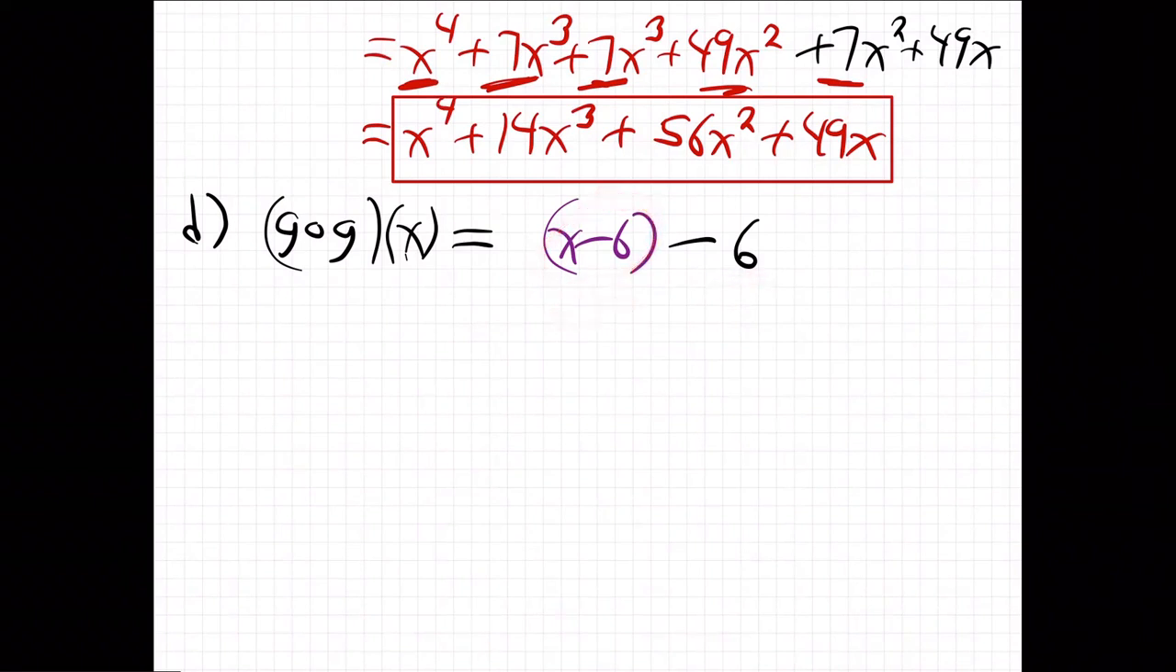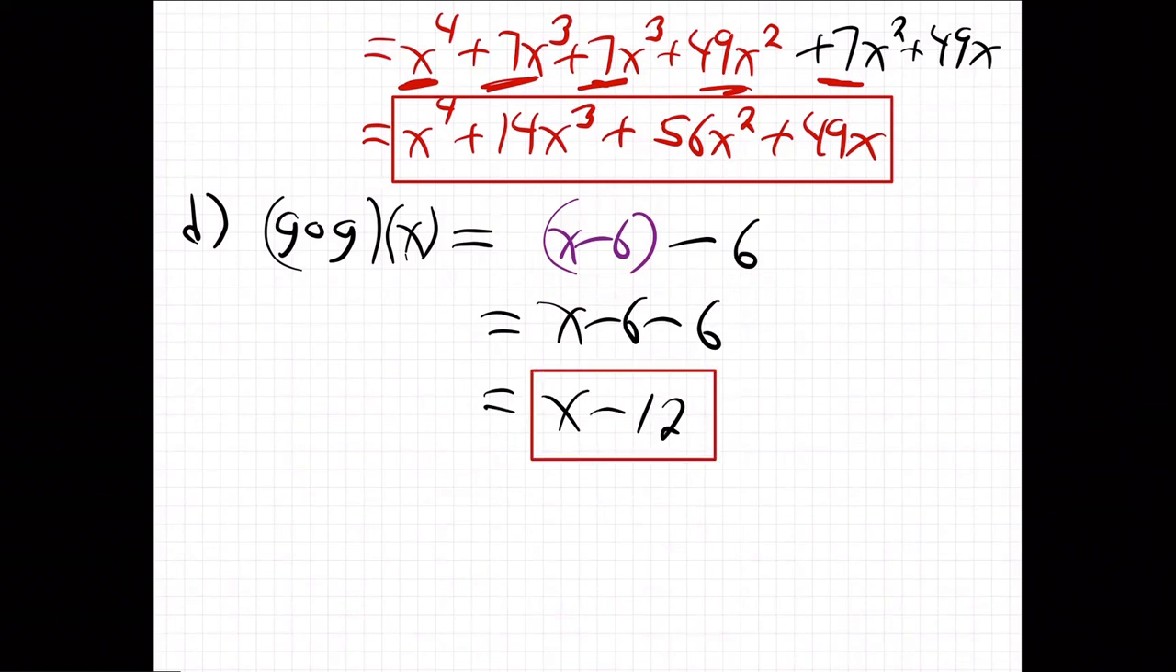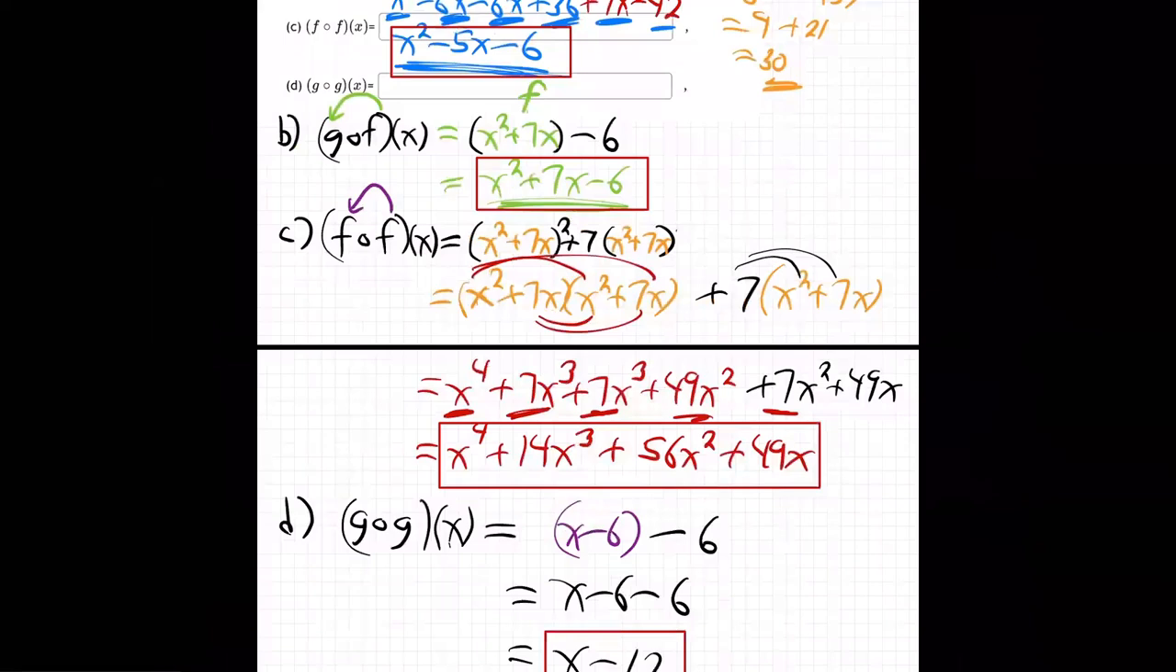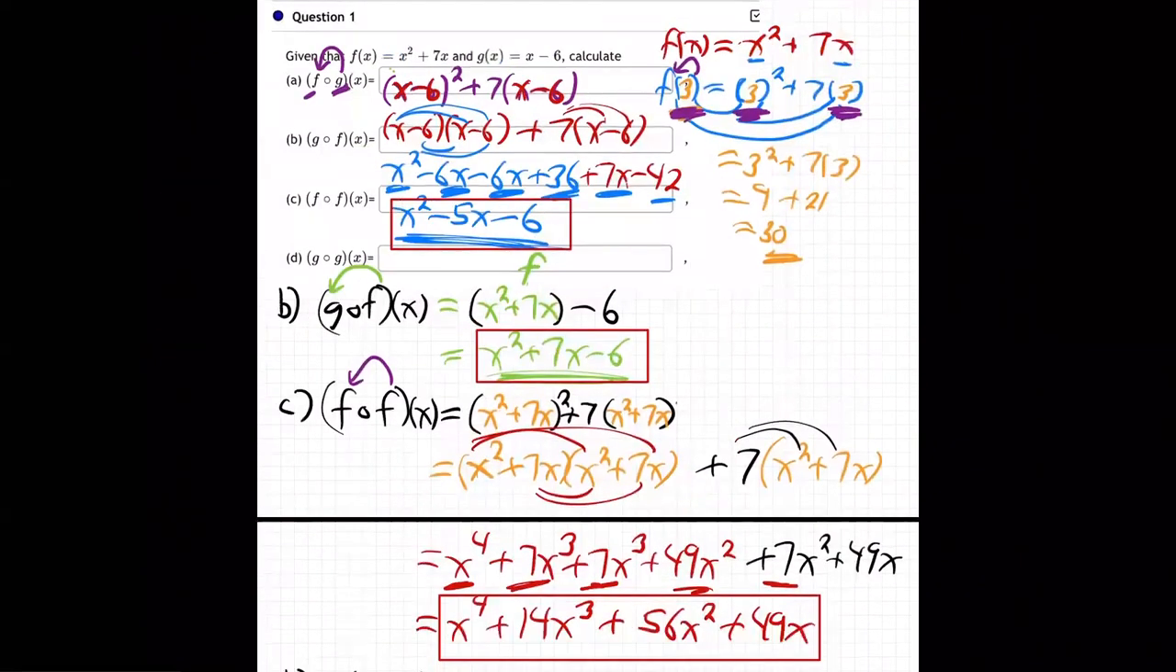All right, then what becomes of that? Well, it's just x minus 6 minus 6, which is x minus 12. And there we go. There's g of g. So in all these situations, that weird little circle thing in the middle means plug the right function into the left. That's what function notation always means. Plug right function into left. So we do that in every case. And there we go.